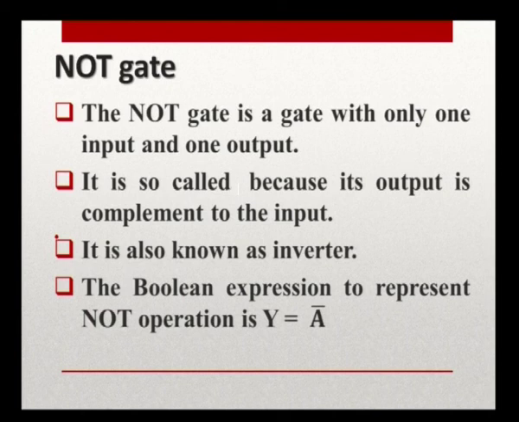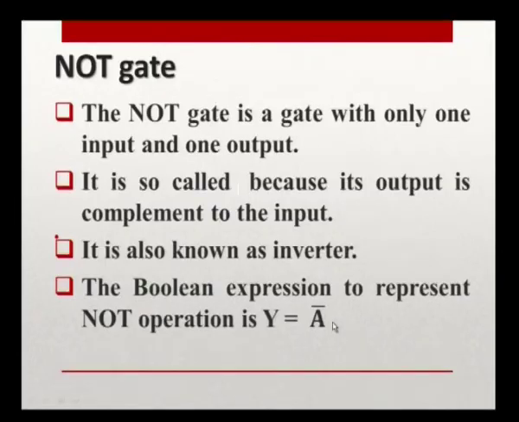That's why it's called the NOT gate. It is also known as an inverter. The Boolean expression to represent the NOT operation is Y is equal to A with a bar. Here the bar is a complement. It is read as A complement. Normally we call it a bar, but the typical way we read it is complement, B complement, like that. But here we have only one input, so it's called A complement.